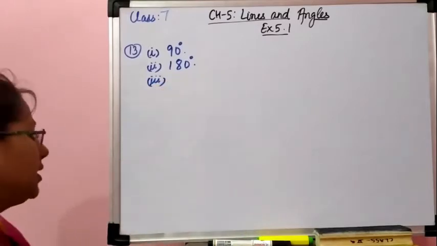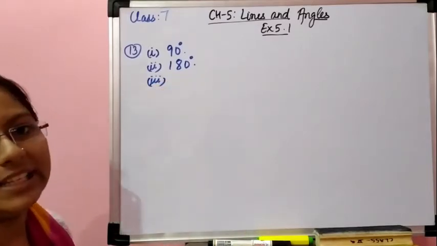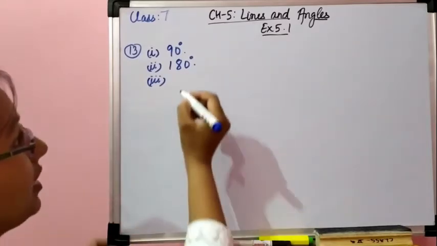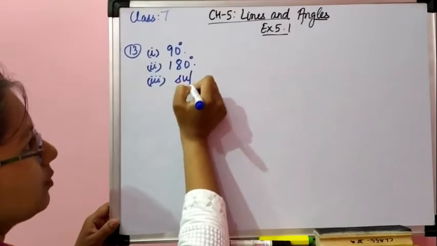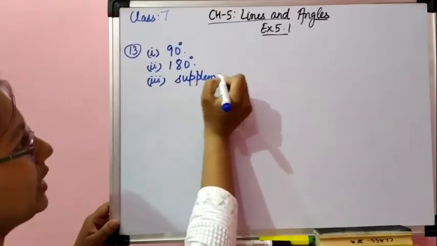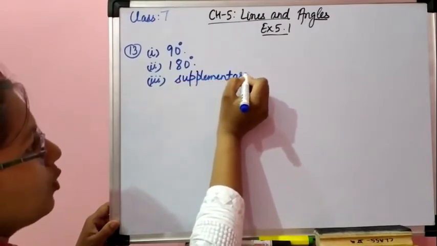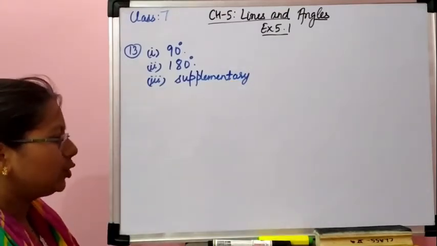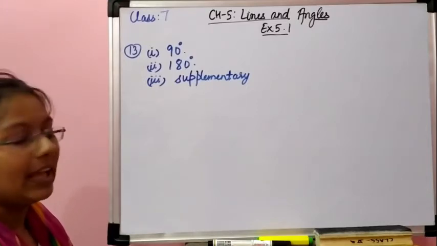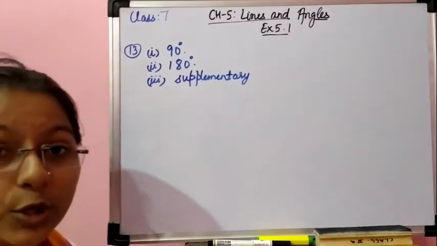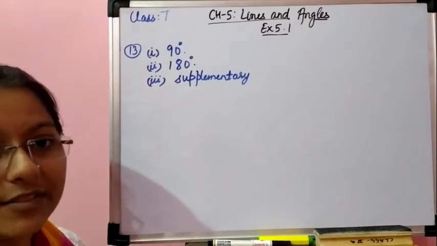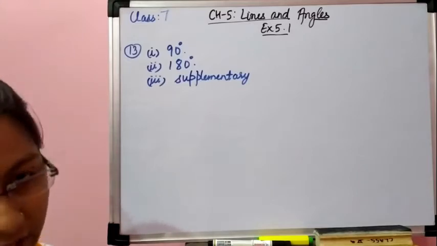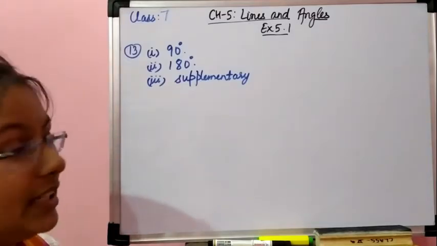Now for the third part, two angles forming a linear pair, they are supplementary because supplementary angles are also 180 degree and linear pair is also 180 degree. So this is supplementary. And then if two adjacent angles are supplementary, then they form a... When I told you the definition of linear pair, what I said was, when the non-common arms of adjacent angles form a line, then they form a linear pair.